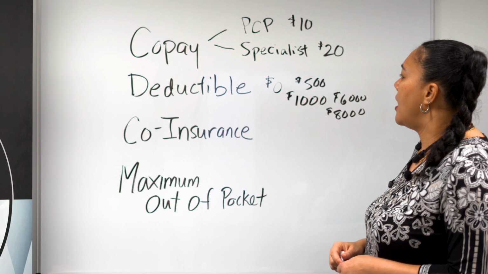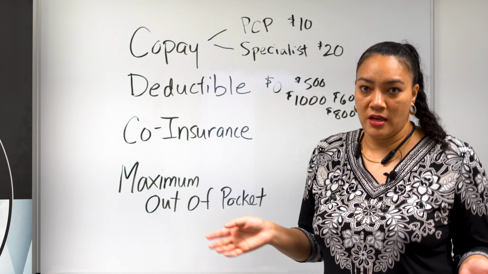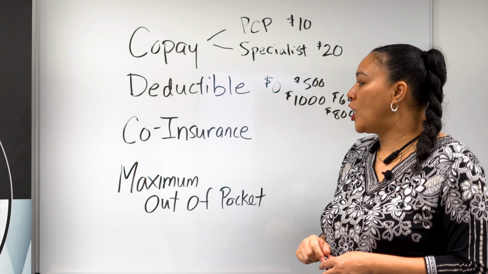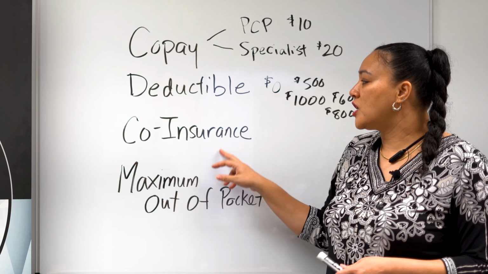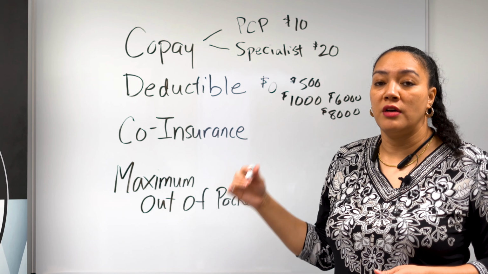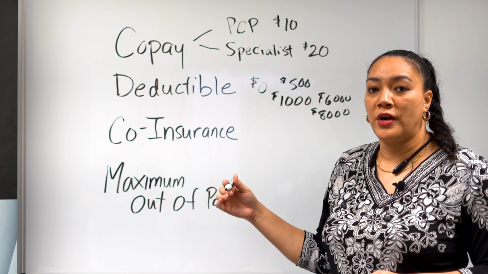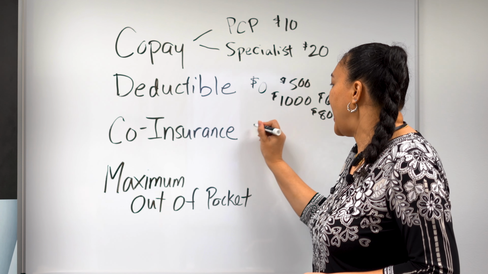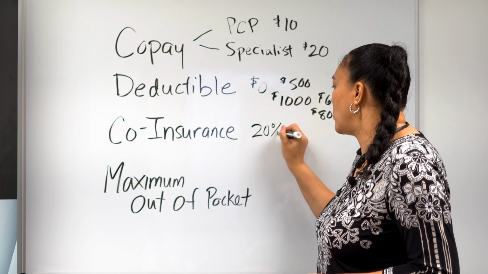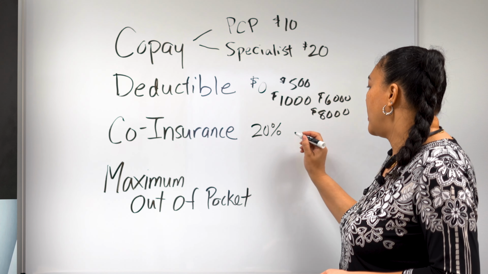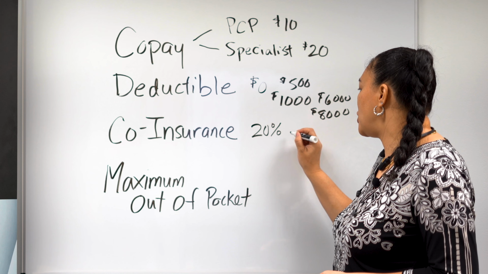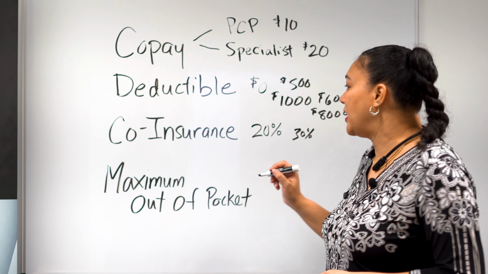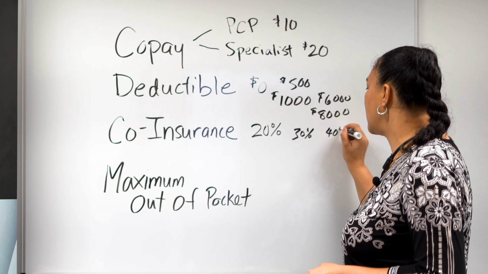And then after you finish the deductible, is the plan going to cover 100%? Well, not necessarily, because you have something called a co-insurance. A co-insurance is going to be a percentage of your medical bills that you're responsible for after you finish your deductible. So for example, you may have an 80-20 plan, which means you have to pay 20%. You may have a 70-30 plan, which means you have to pay 30%. Or you may have a 60-40 plan, which means you have to pay 40%.